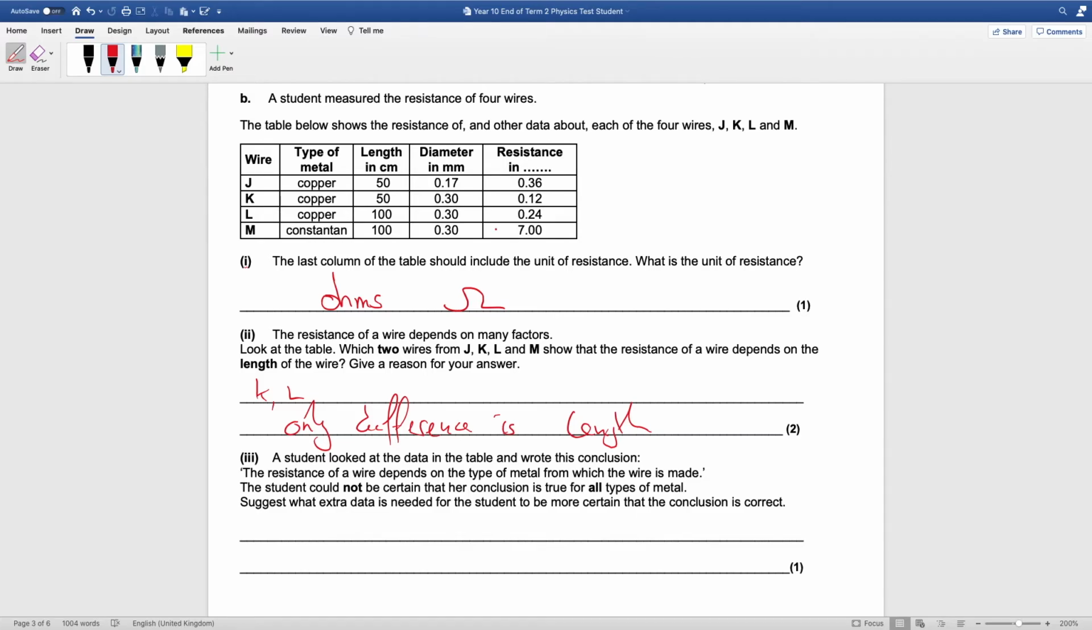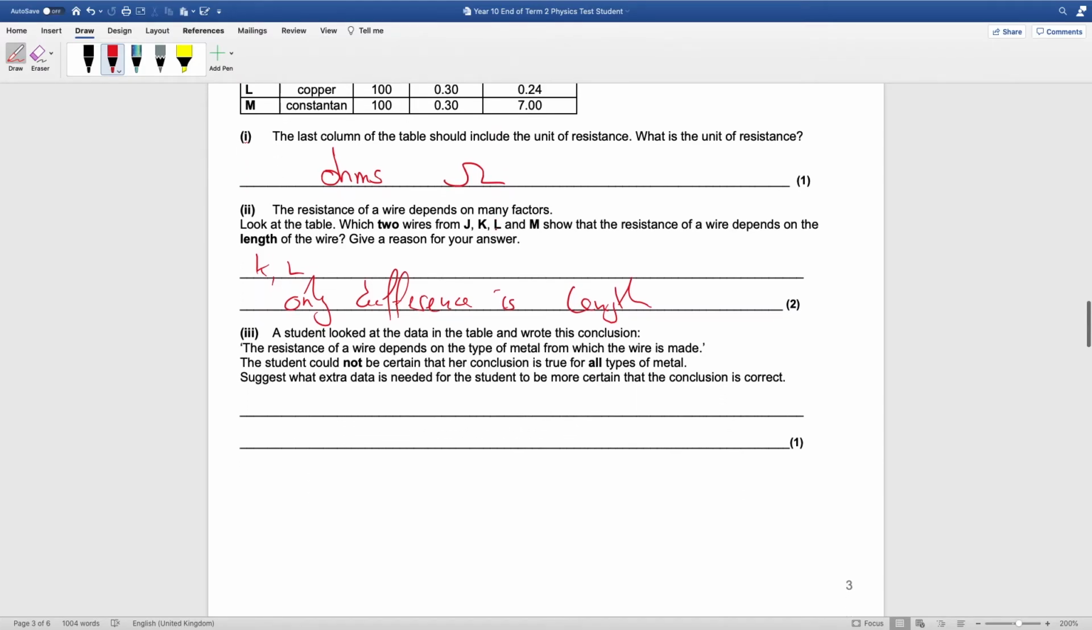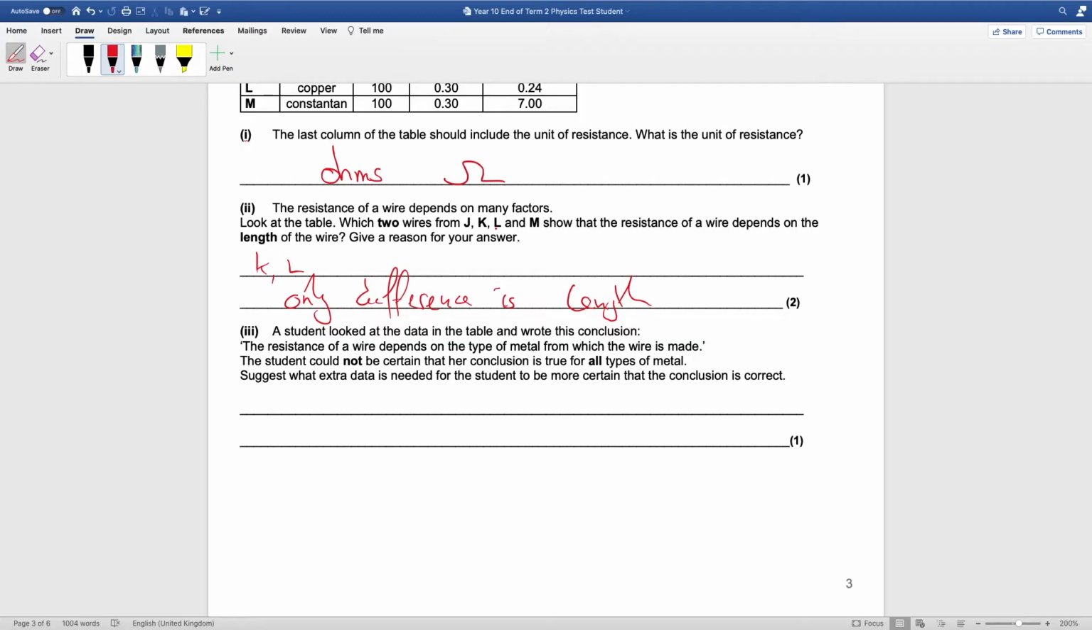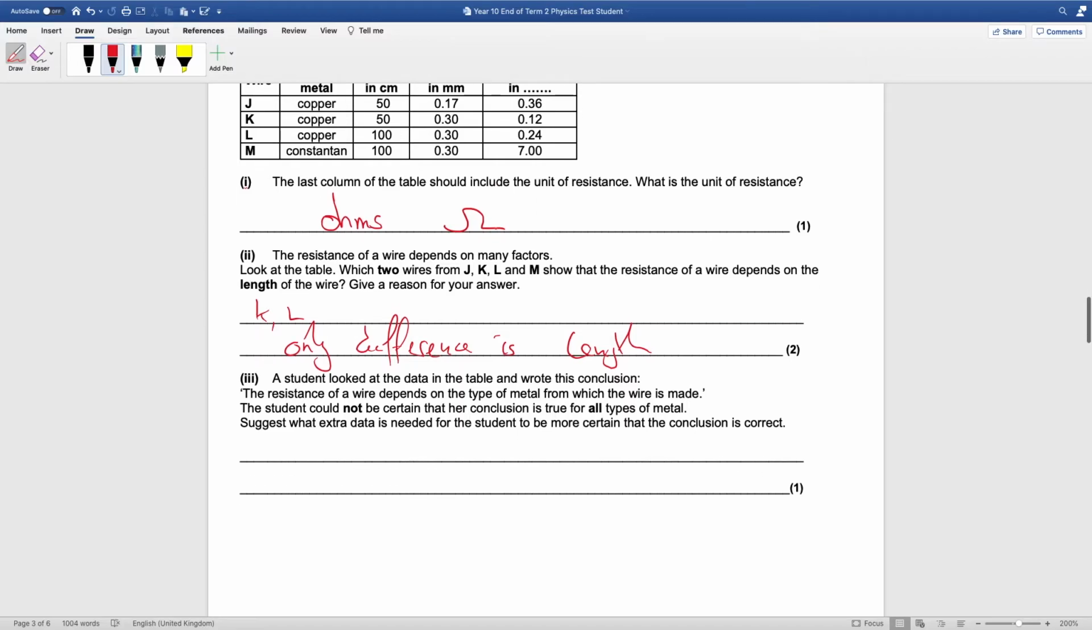Part 3, well, the answer there, of course, is you need to test more types of metal. To say you've only tested 2 is not enough. You've got to test more metals, or more than 2 metals.